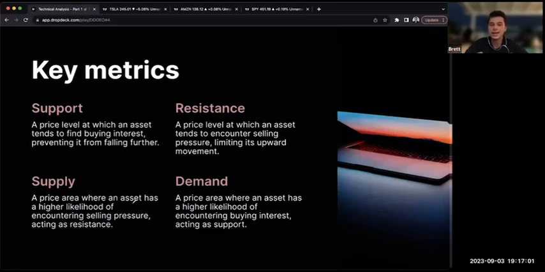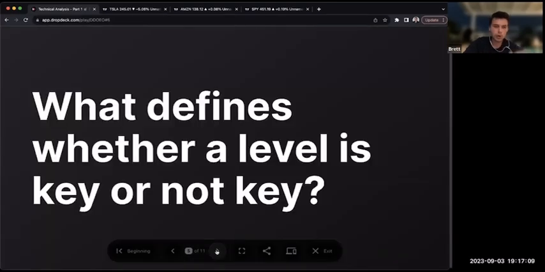Rather than it being one line, it's just a zone or two different levels. Okay, so let's go to our next slide, and we're going to talk about what defines whether a level is key or not key. And trust me, guys, I know you're probably wanting to go over some charts, and we're going to get there, but we have to go through this stuff first. Then we're going to be able to go to actual charts, and we're going to show you really what I look for on a real live chart.